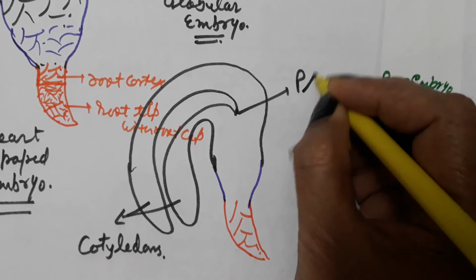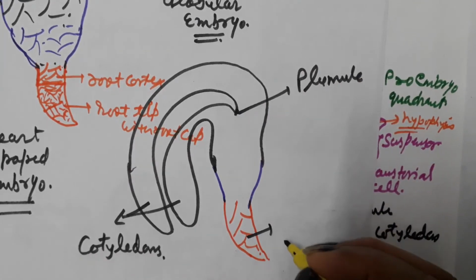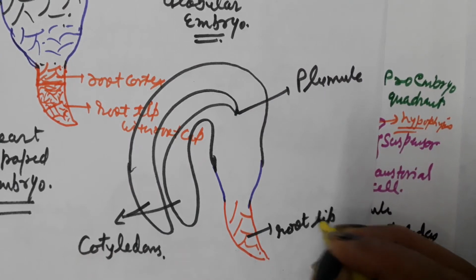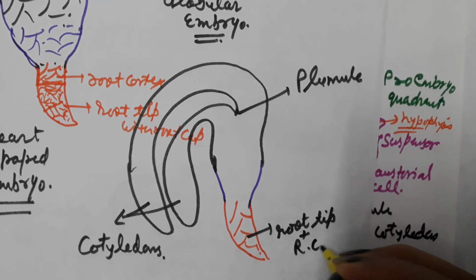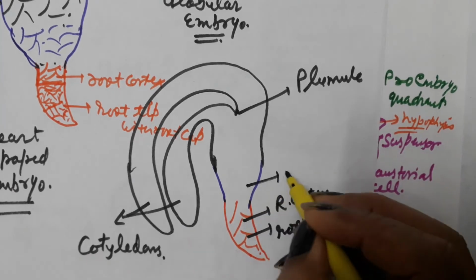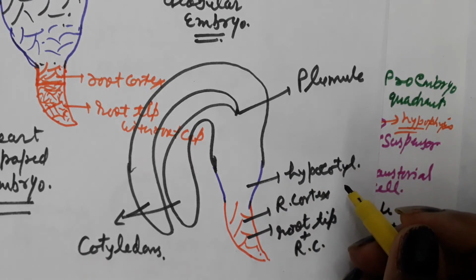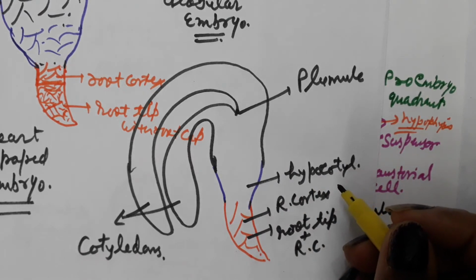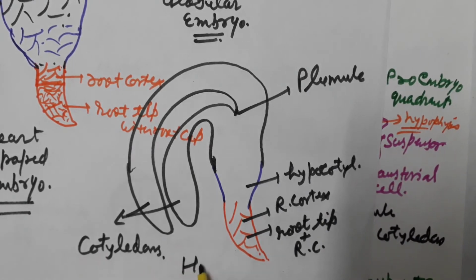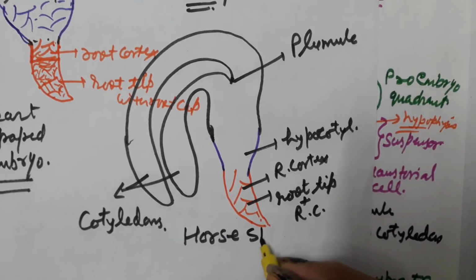This is the plumule. This is the root tip with root cap, a root cortex region, and hypocotyle region. And the shape of the embryo is now what we call horseshoe shaped.